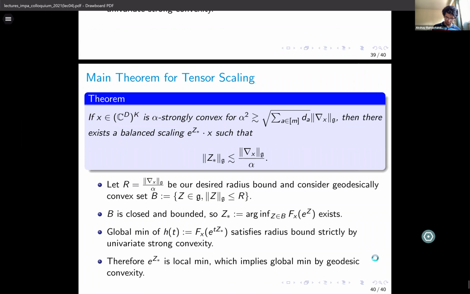Cool. So this will be a useful condition that we'll use for the statistical application. If you want to show that the optimizer is strongly convex, it's enough to show that the gradient is small and the current point is very strongly convex. And that's what we'll use for the statistical application next lecture. Great.